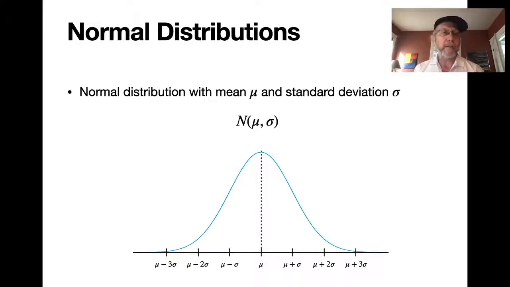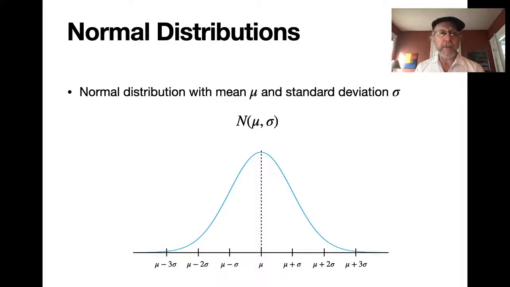So the first idea we've already seen, actually, the N(mu, sigma) notation for the normal distribution with mean mu and standard deviation sigma. And there you see the plot. And as usual, we're going to put the tick marks at spacings of 1 standard deviation.